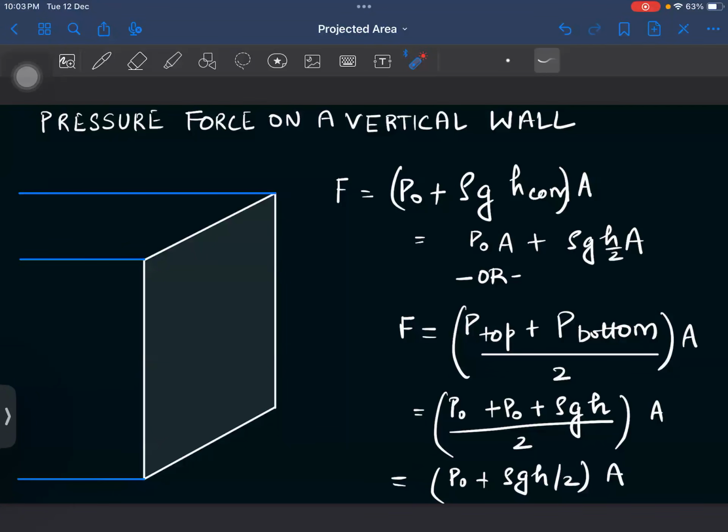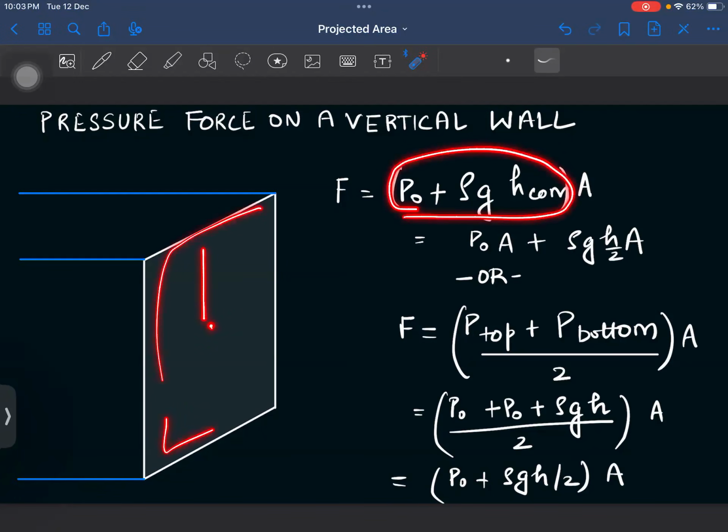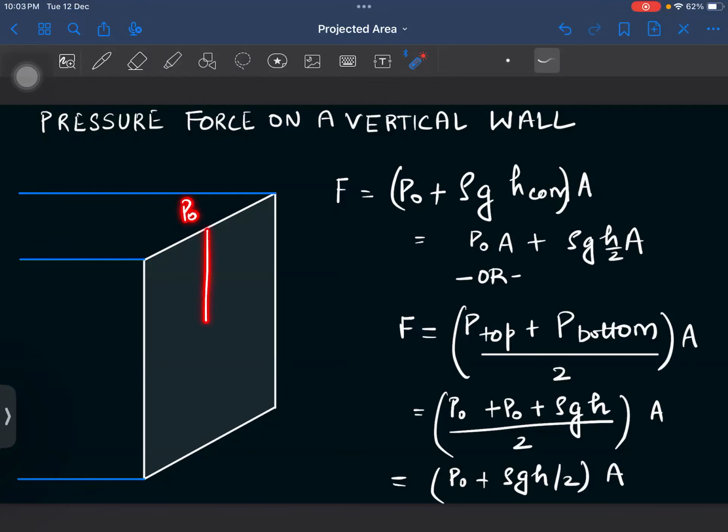So to find out the pressure force on a vertical wall, the concept that we should know is that the force is equal to the pressure at the center of mass of the wall multiplied by the area of the wall. Now, what is the pressure at the center of mass? If pressure here is P naught and the center of mass is at a depth h_cm, the pressure at the center of mass of the wall will be P naught plus rho g h_cm, into area. If we expand this, we get P naught A plus rho g h by 2 into A.